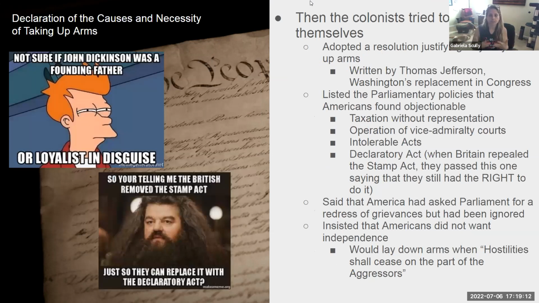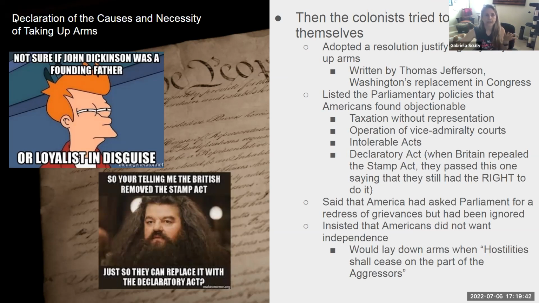Then they try to explain themselves. So they write a document that is called the Declaration of the Causes and Necessity of Taking Up Arms. So look at the words. They're declaring the reasons and how necessary it is for them to essentially have been in these skirmishes. It's not yet a war, it's like skirmishes, but now they're arming their people, right? They're forming militias.